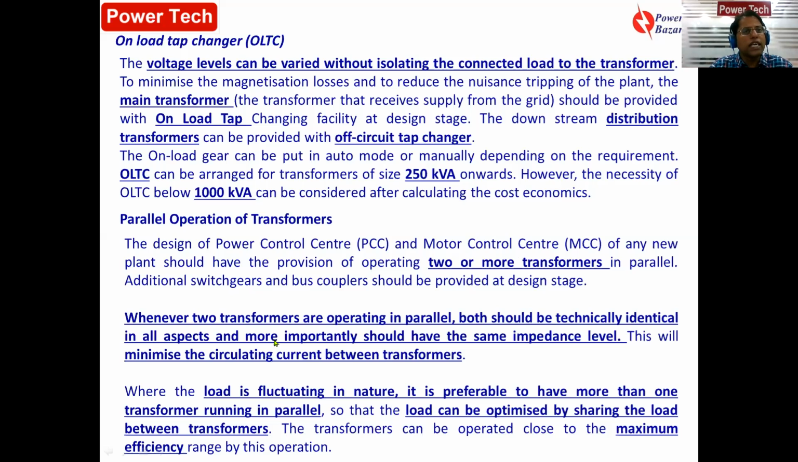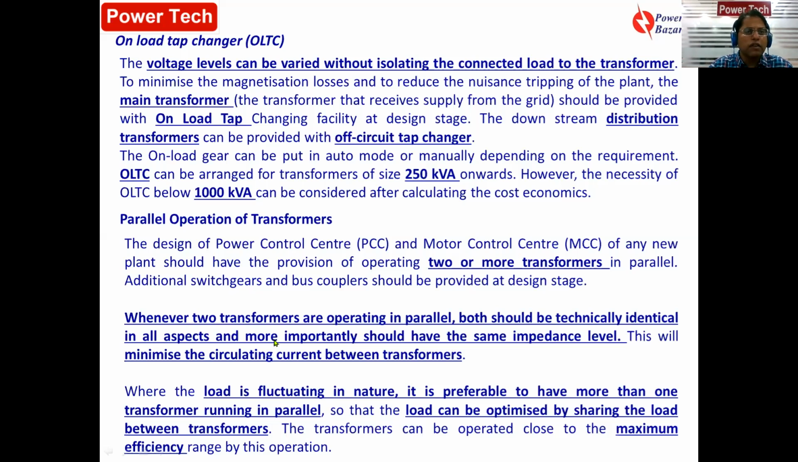But if the voltages are the same, two rated transformers, but the impedances are not the same, what will happen? They will operate, but there will be circulating current, which will give rise to losses because of impedance. Because the voltage drop in one transformer will not be the same as the voltage drop in the other transformer.